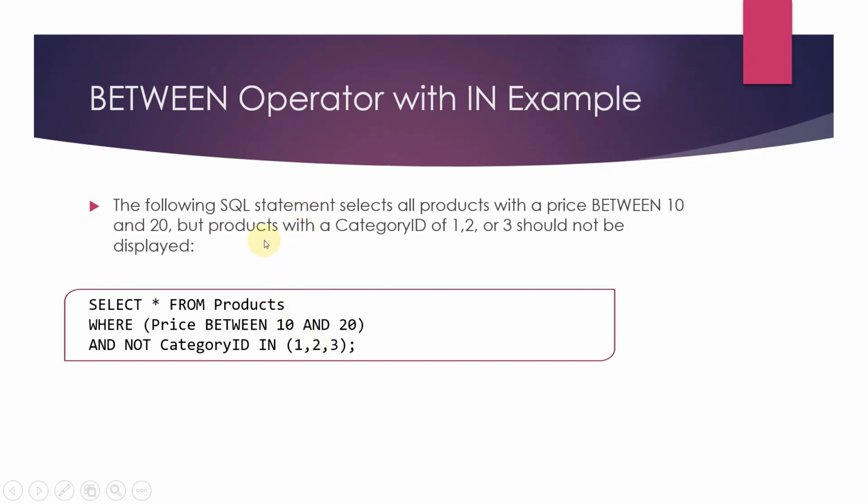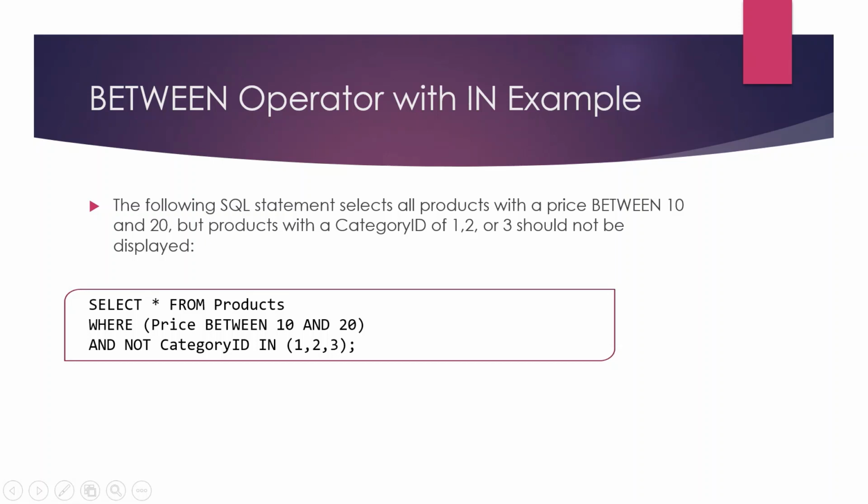Okay, so how about the between operator with an in example? The following SQL statement selects all products with a price between 10 and 20, but products with category ID of 1, 2, and 3 should not be displayed. So that would display products with a category ID more than 3, which is 4, right? But it's between 10 and 20.